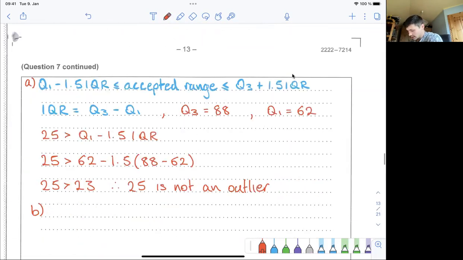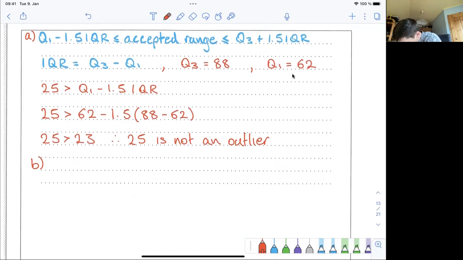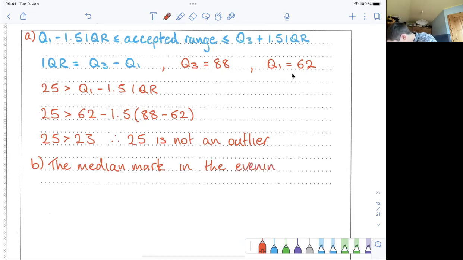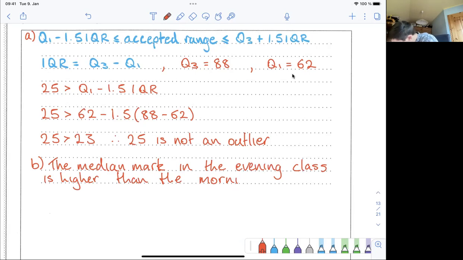All right. So here, I'll say the median mark in the evening class is higher than the morning class. Oopsie. Morning class.